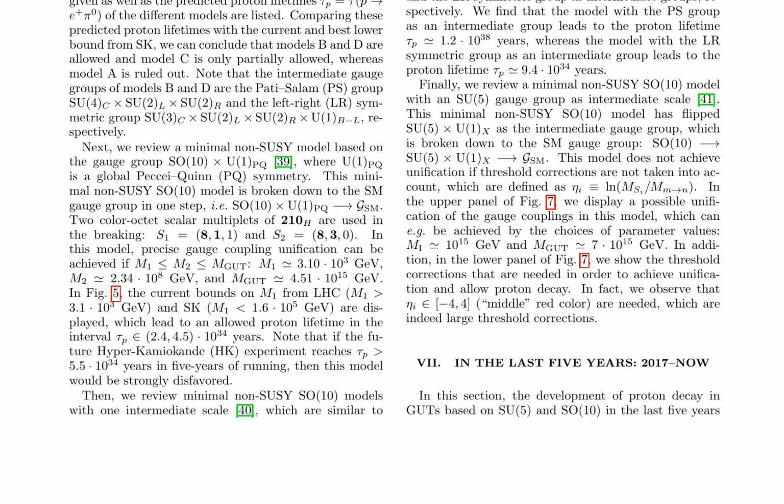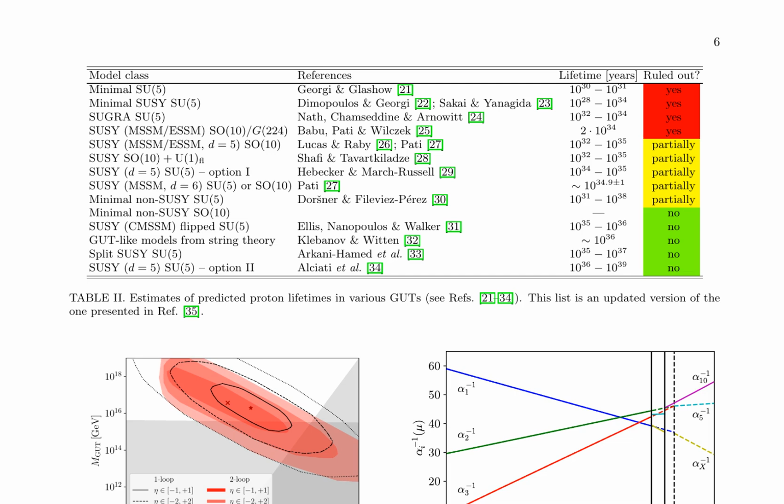The paper then moves on to SO(10) models, presenting 4 minimal non-supersymmetric models with intermediate scales described by gauge groups G, which are broken down to the SM in 2 steps. The predicted proton lifetimes are compared with current and best lower bounds from Super Kamiokande, SK, concluding that models B and D are allowed. Model C is partially allowed, and Model A is ruled out.